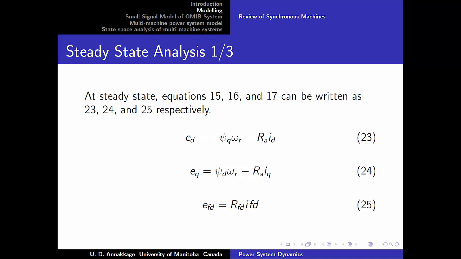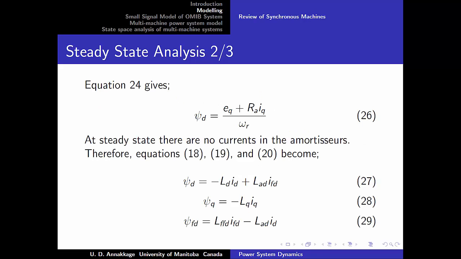Now let's focus our attention on steady state analysis. We know that at steady state the rate of change of any variable is equal to 0. Therefore, at steady state voltage equations do not have rate of change of flux terms. So the d-axis flux can be expressed as in equation 26. Also at steady state there are no currents in the amortisseurs. So the steady state flux equations simplify to equations 27, 28 and 29.